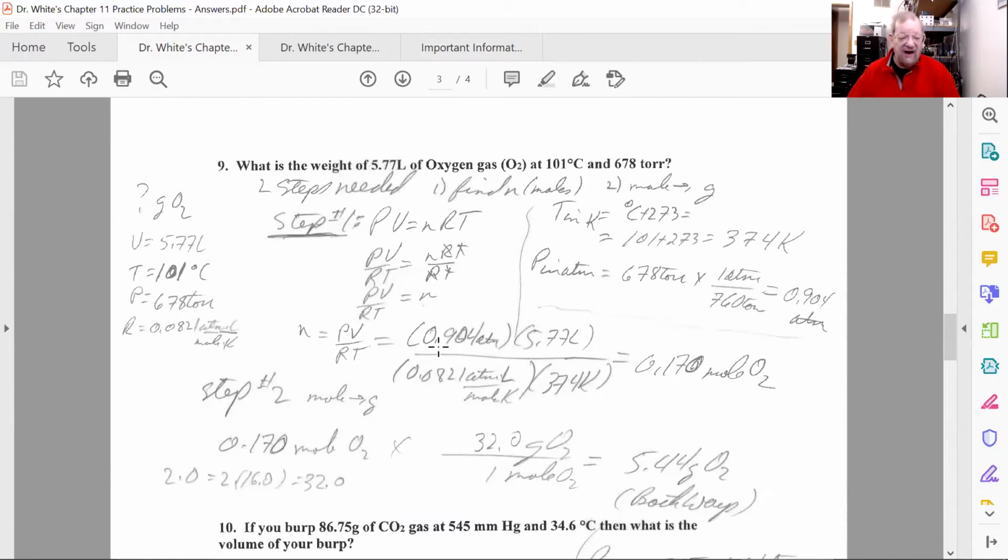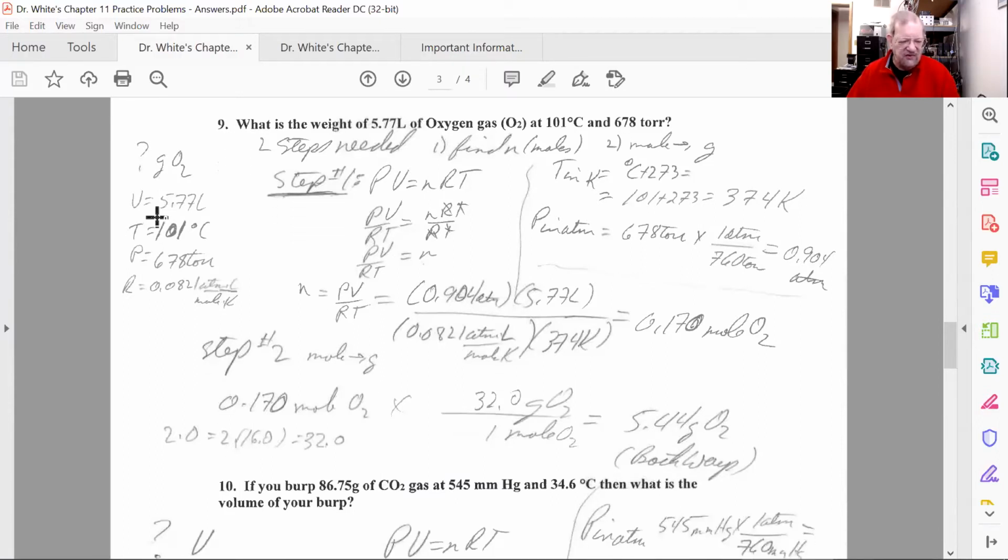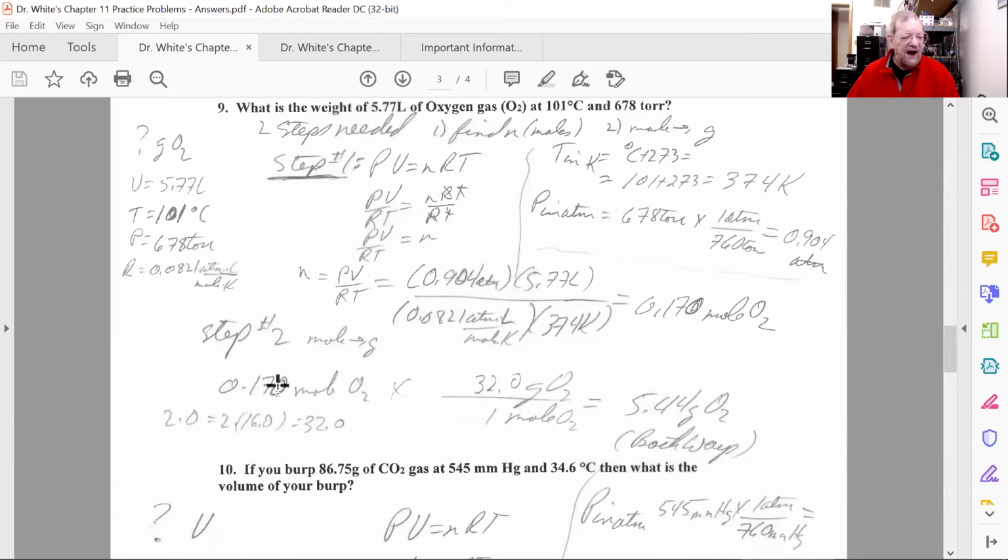So now we have pressure in atmospheres, volume was in liters, R is in the right units, and temperature, which we have over here, is in Kelvin. And this is the moles of oxygen. Now, are we done? No, you have to get the grams of oxygen. And now we need step number 2. How do we do that?